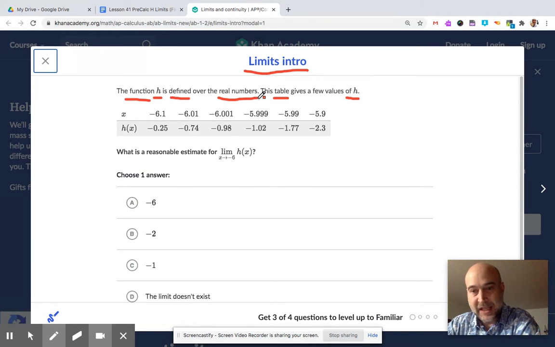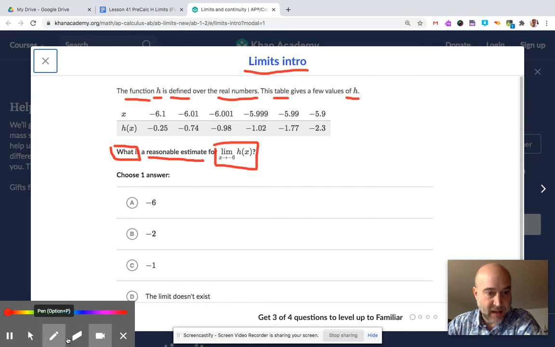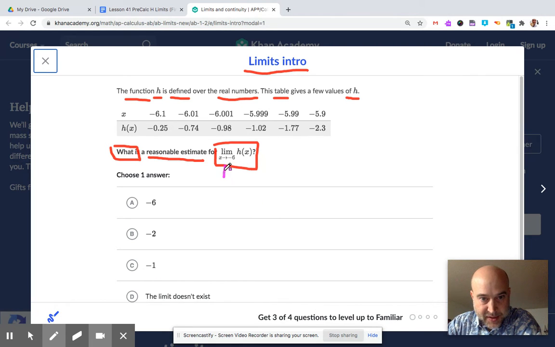All right, so we are looking at limits here. And what's our problem? They're asking us what is a reasonable estimate for this limit right here. Let's analyze what's kind of going on there. Okay, so with this limit, it's telling us that x is going from both sides, from the negative side and the positive side, going to where? It's going to -6. So x is going to -6.